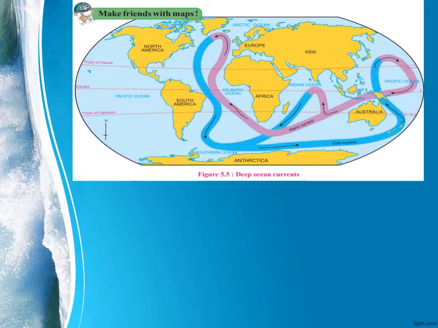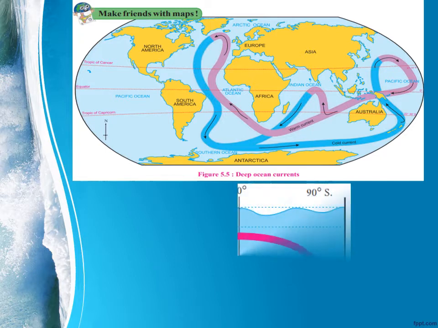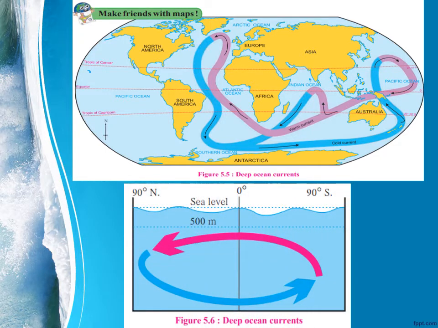Deep ocean currents. Water currents beyond the depth of 500 meters are known as deep water or ocean currents. These currents are formed due to the differences in temperature and density of the water in different parts of the ocean. This is known as thermohaline circulation.